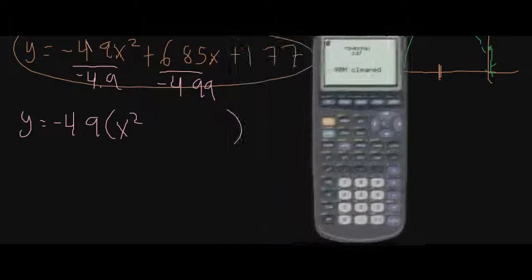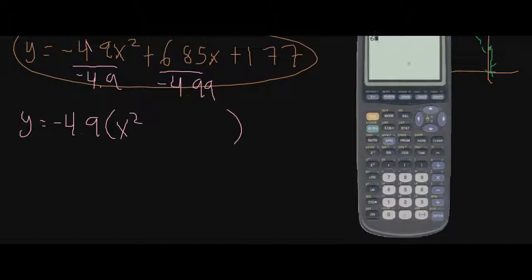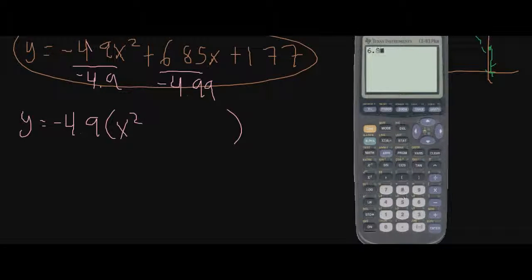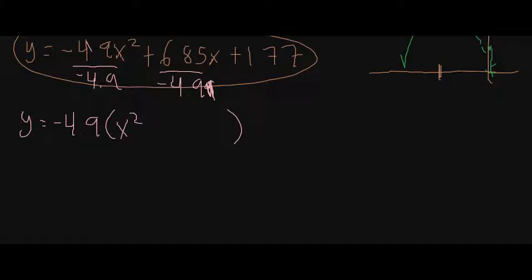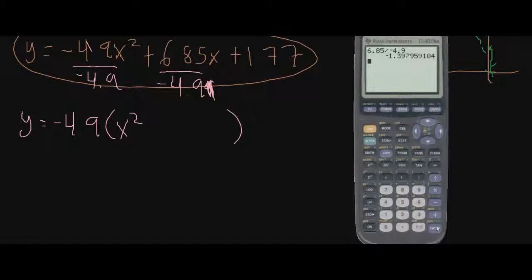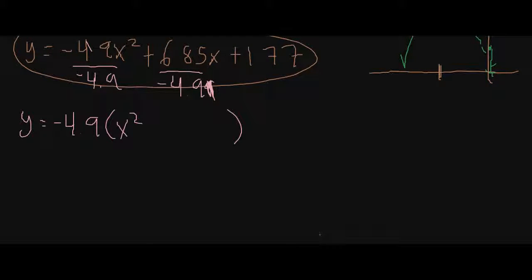Okay, so let's go ahead and do 6.85 divided by negative 4.9. I don't know why I drew this extra one here. That shouldn't be there, right? We're dividing by the term that's here, which is a negative 4.9. So if we do that, we're going to get negative 1.39. I might just round up to negative 1.4, okay? So we're going to get minus 1.4x. Don't forget that we still have this plus 1.77 out here, right?